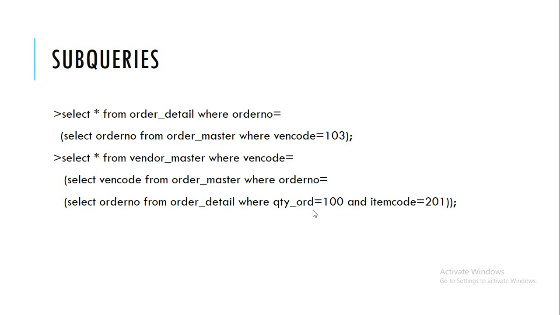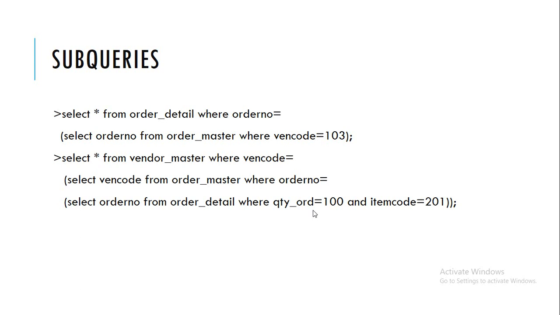Similarly, with multiple queries, in the second one you can see select star from vendor master where vendor code equals select vendor code from order master where order number equals select order number from order detail where quantity ordered is 100 and item code is 201. So first of all the last line is going to be executed, then subsequently select vendor code from order master where order number is equal to would be retrieved. Finally the outer query would be retrieved. So that is about subquery.